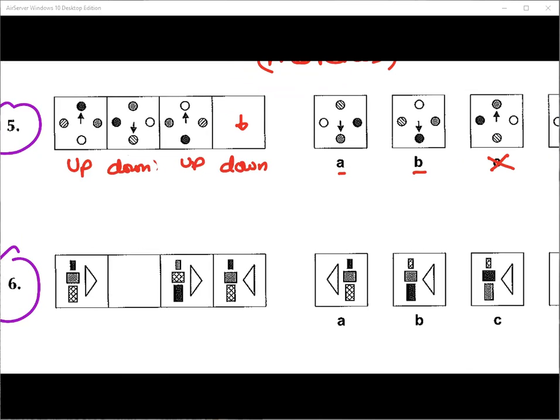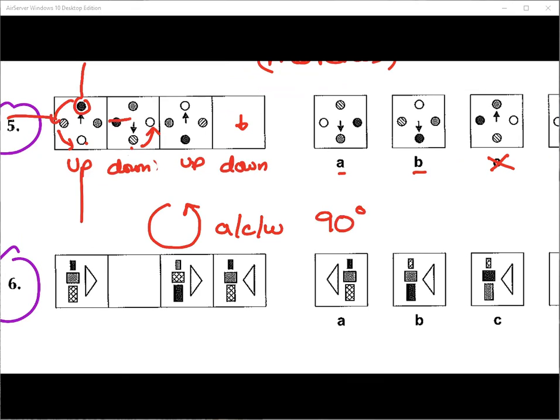So the dark one has gone down that way, and this checkered one's gone here, and the white one has gone up to there. So which direction are we rotating in? Anti-clockwise. And how many degrees each time? 45. 90. Okay, it wouldn't be 45 because we're going from here to here, from here to here. We're doing a full 90 each time.